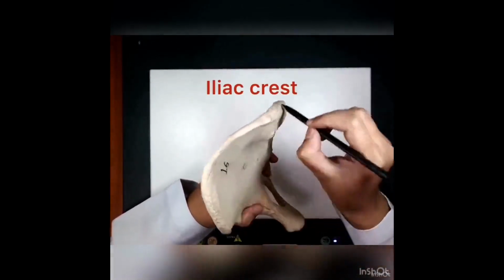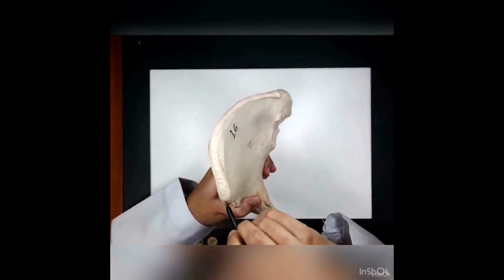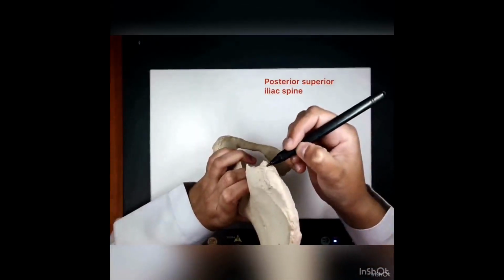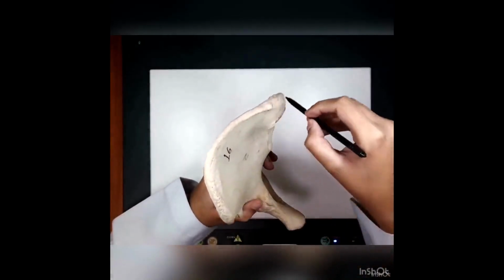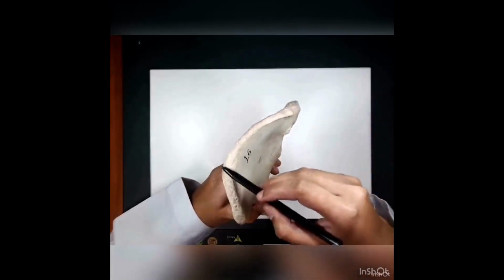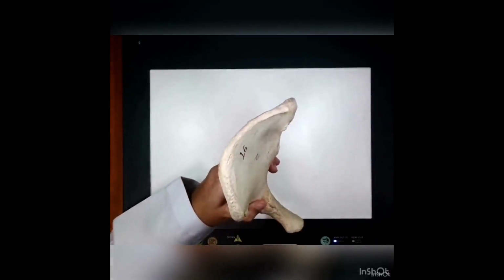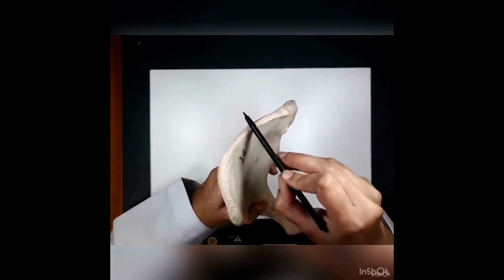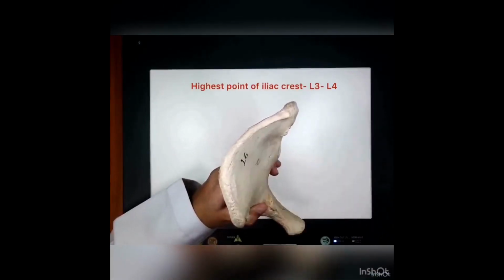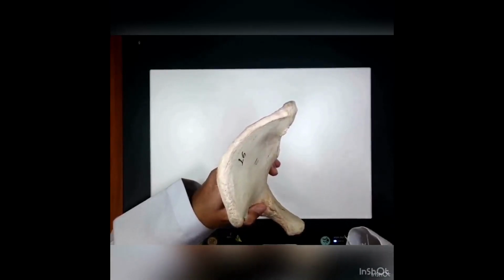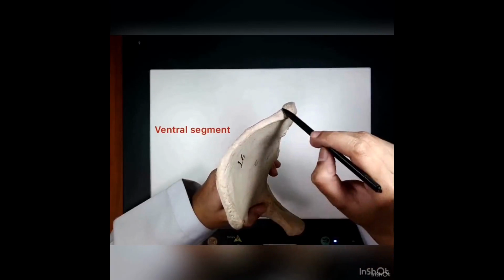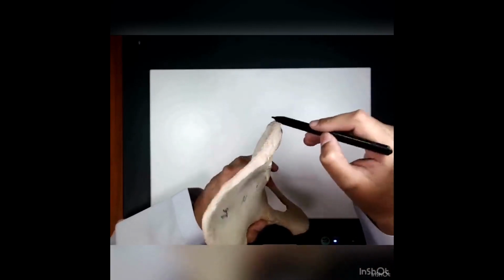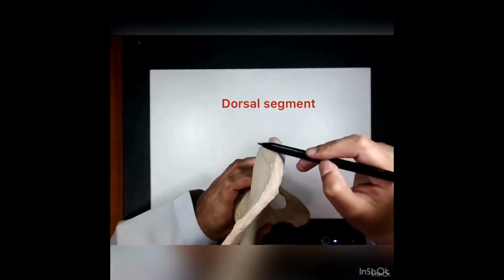This iliac crest extends from the anterior superior iliac spine to the posterior superior iliac spine. This iliac crest has a sinuous, S-shaped course. If you see it vertically, you can appreciate it very nicely. Now, this iliac crest has a highest point. This highest point lies at the level of the L3, L4 vertebra. Morphologically, this iliac crest is divided into a ventral segment, which is roughly the anterior two-thirds part, and a dorsal segment, which is the posterior one-third part.